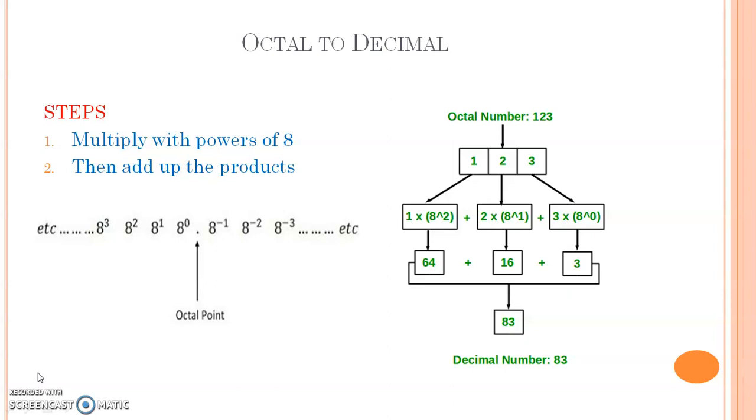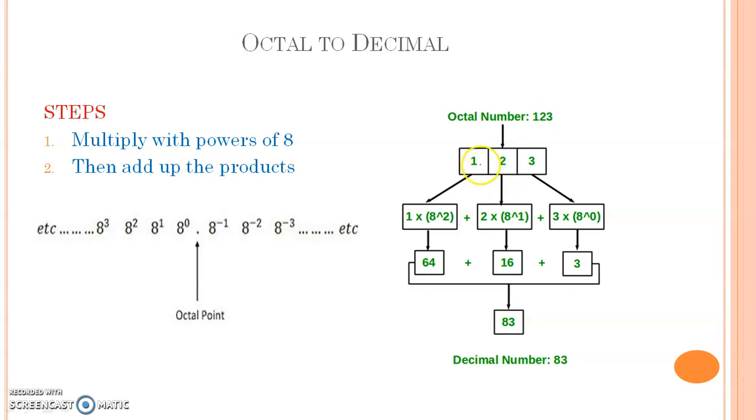The steps are, you have to multiply every digit in the octal number system with powers of 8, and then you have to add up the products. This represents the weights associated with every digit position of the octal number system: 8 raised to 0, 8 raised to 1. The powers are increasing towards the left and decreasing towards the right. We will see how the octal number 123 is converted into a decimal number.